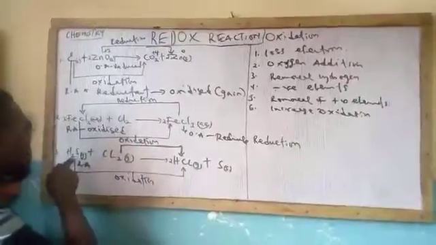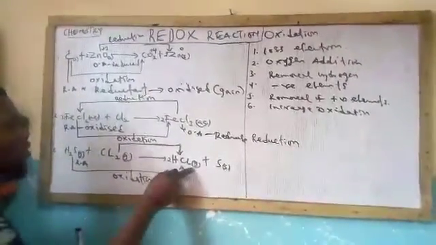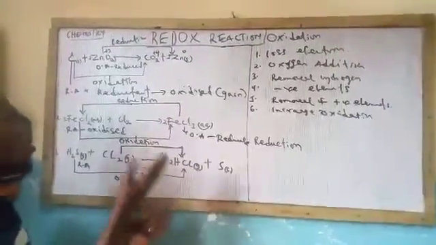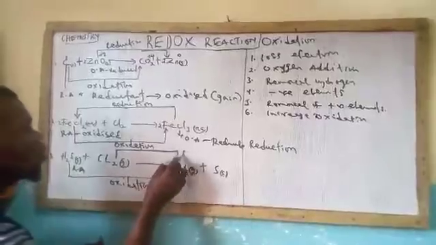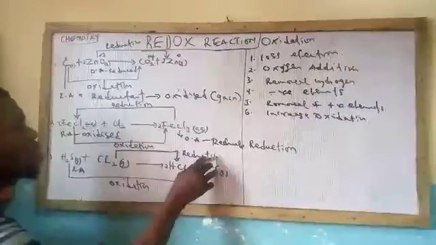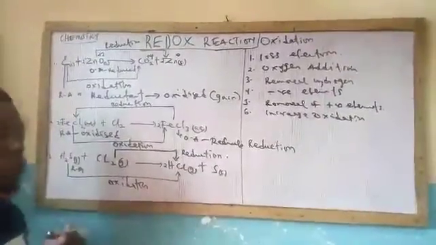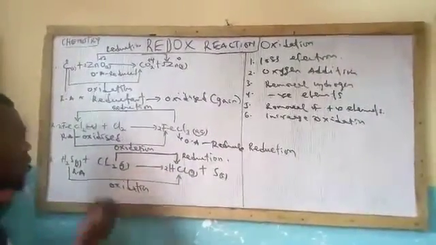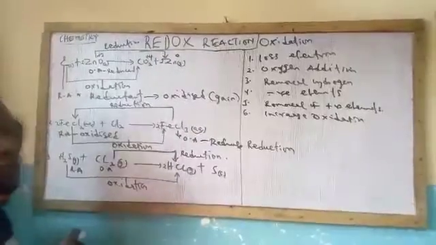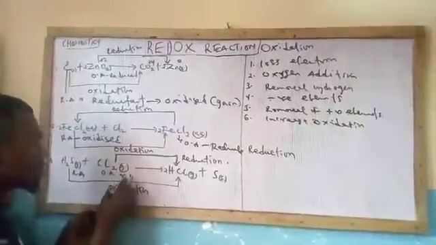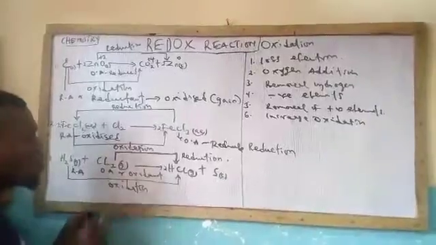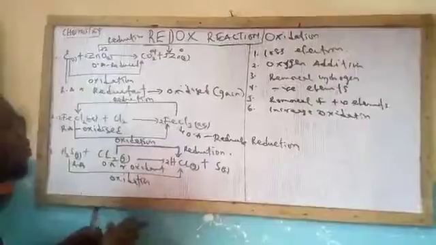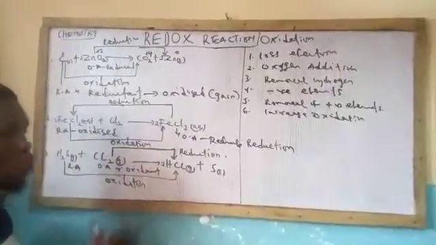Since chlorine accepted hydrogen to form HCl, there was addition of hydrogen. And whenever there's addition of hydrogen, we call that type of reaction a reduction reaction. And when a reduction reaction occurs, the agent responsible is known as what? Oxidizing agent. Who is the oxidizing agent here? Chlorine is the oxidizing agent, otherwise known as oxidant. Now, what will happen to chlorine after this reaction? Chlorine ends up becoming reduced.